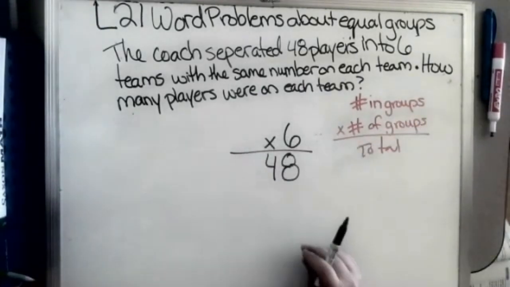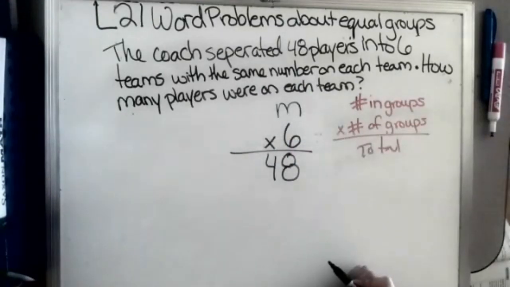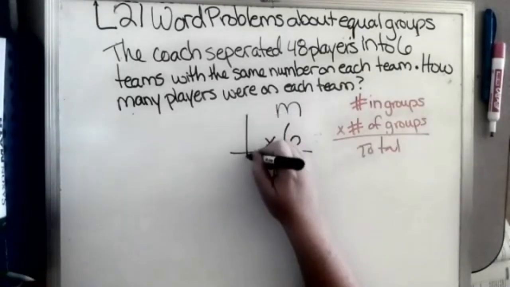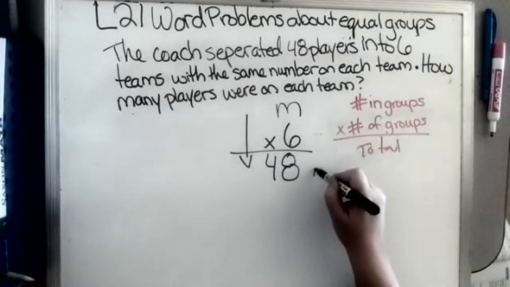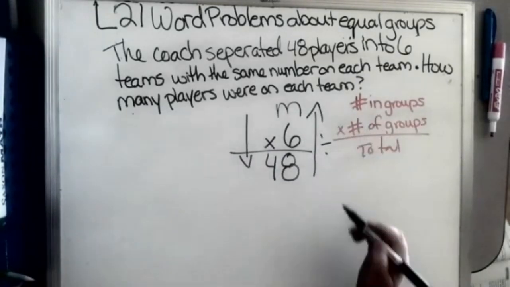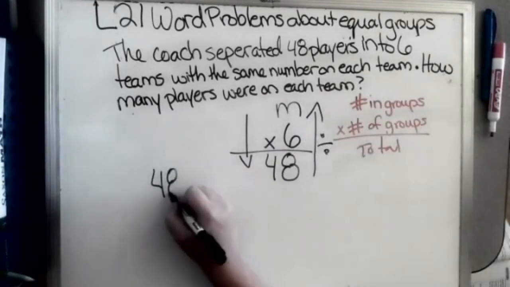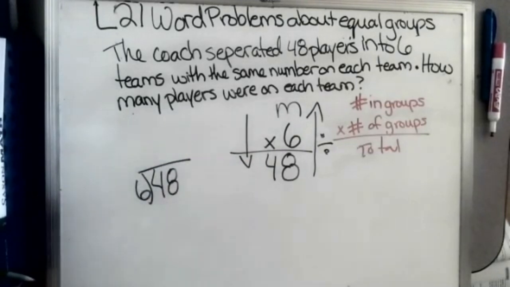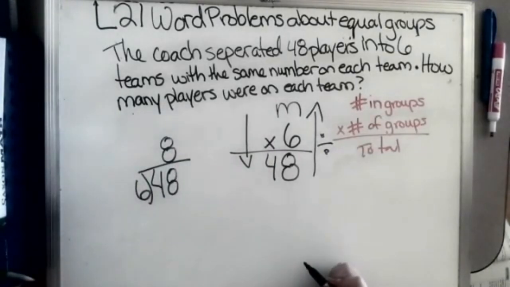It does not tell us how many people are on each team, which means this is the number we are missing. So what we are going to do is we are going to do the inverse to find our answer. Going down is multiplication. M times 6 is 48, which means we need to do the inverse, division. So we are doing 48 divided by 6. Well, 48 divided by 6 is 8, which means we have 8 students on each of the 6 teams to make a total of 48 students.